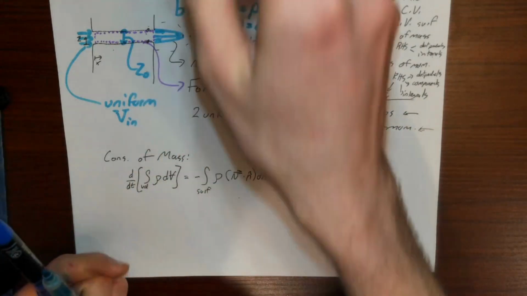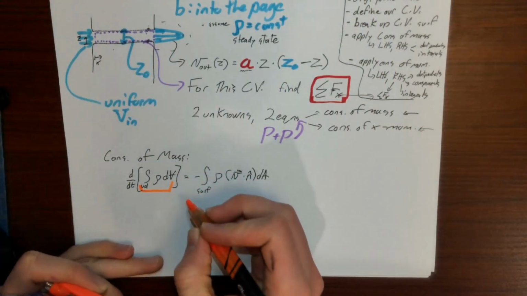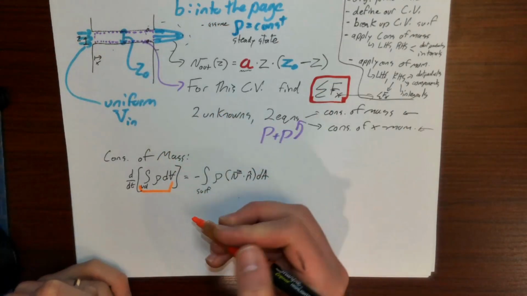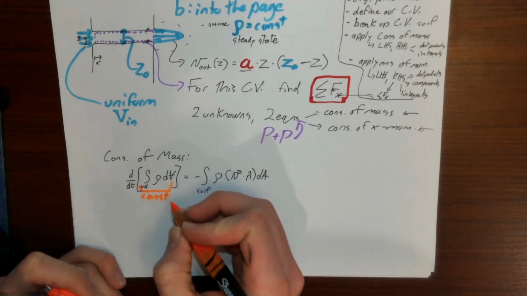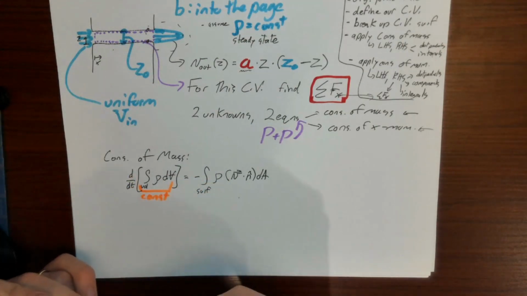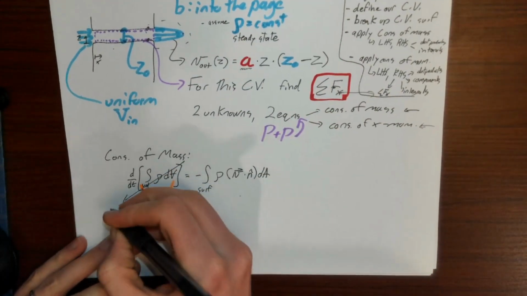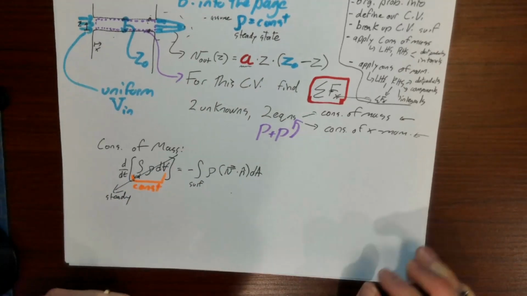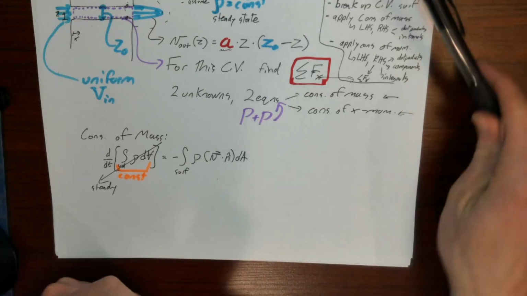Well, if we're in steady state, then whatever's happening inside our control volume isn't changing with time. So this is basically going to be a constant, and the time derivative of a constant is 0. So we can get rid of this whole first term because we're in steady state. Then we can take this second term and break it up into 3 things.